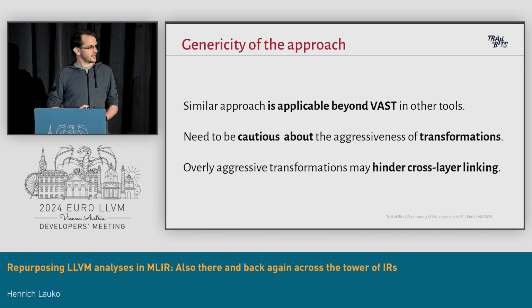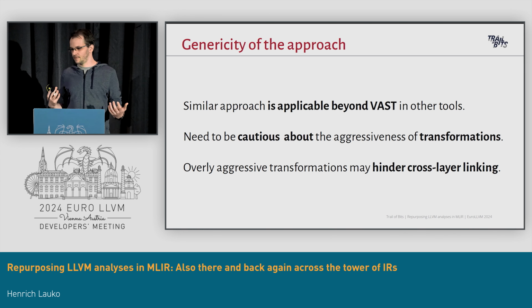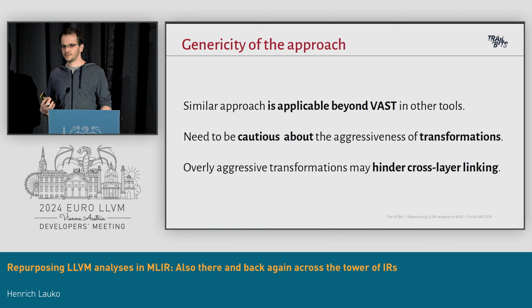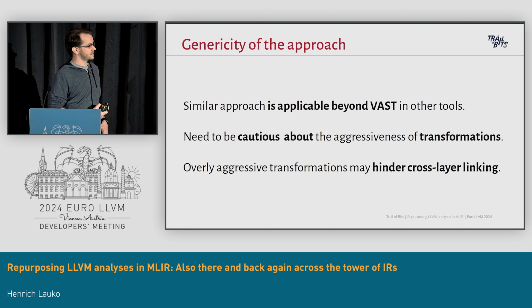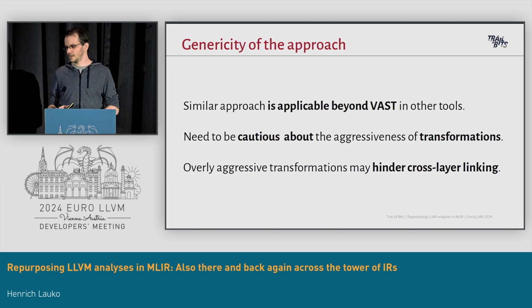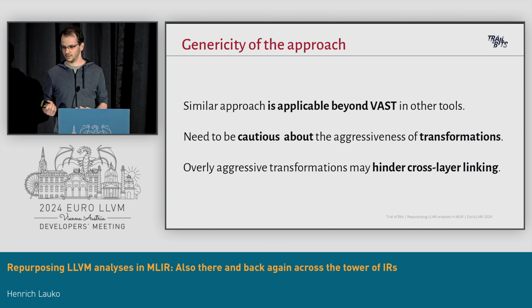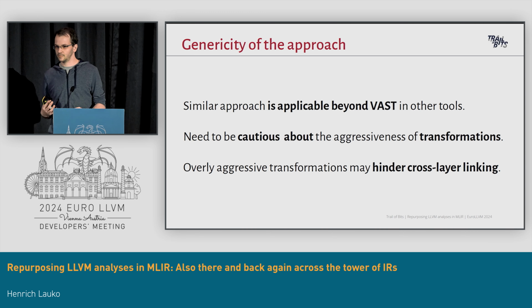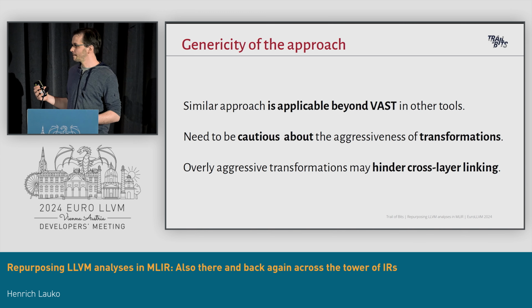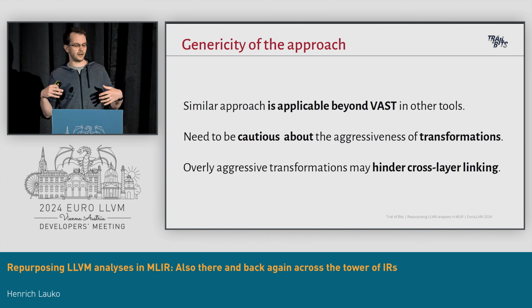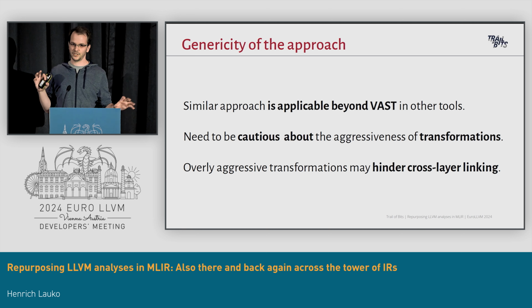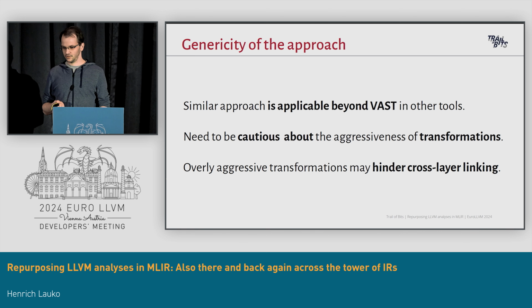And as you can imagine, this can be used beyond VAST. You can use it in an arbitrary MLIR toolchain. You can just perform snapshots as you are translating your MLIR modules and use just locations to point in between these modules. But one needs to be cautious about how aggressive their transformations are, as if you do too complex a transformation, it might be hard for your analysis to relate the information between the two modules.